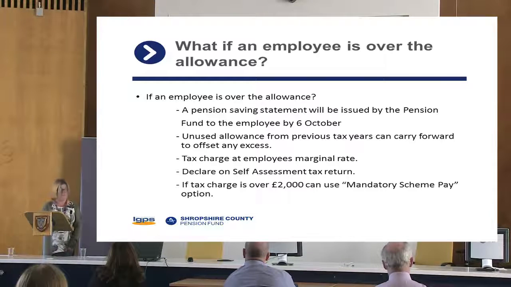If there isn't any unused allowance, or it doesn't mitigate all of it, then there's a tax charge at the employee's marginal rate. The individual has to declare it on a self-assessment form, and if the tax charge is over £2,000, they can ask the fund to use mandatory scheme pays.